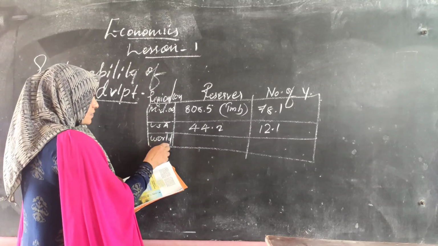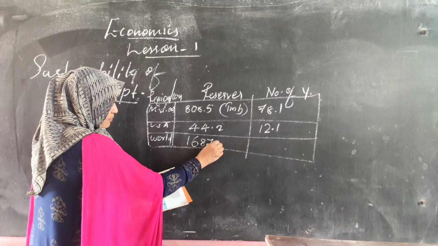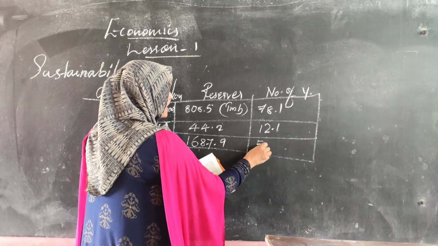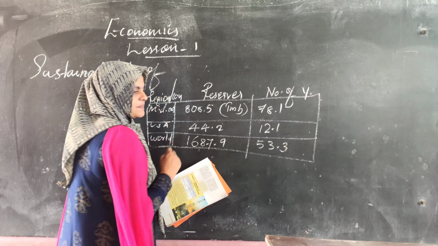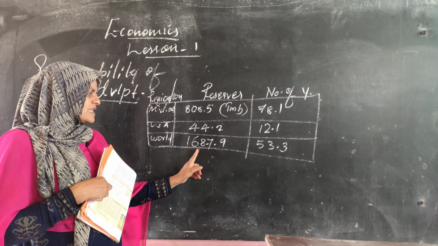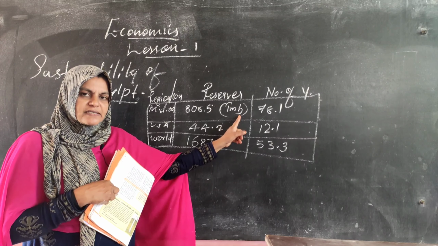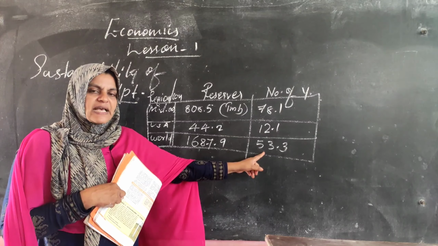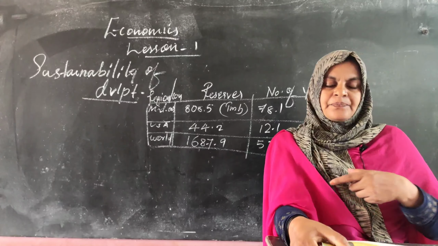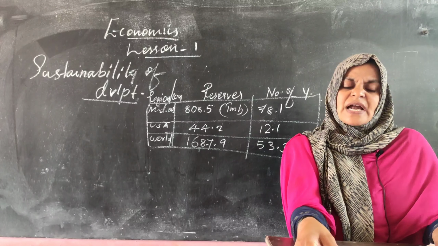Also, my dear children, the world as a whole has 1687.9 thousand million barrels of crude oil. How many years will it last? 53.3 years. World as a whole, 1687.9 thousand million barrels of crude oil, and reserves will exist for 53.3 years. These are the realities. So from this we have to understand one thing.